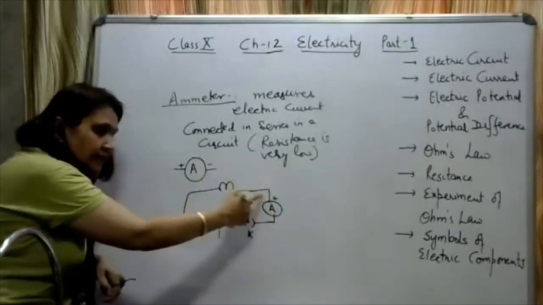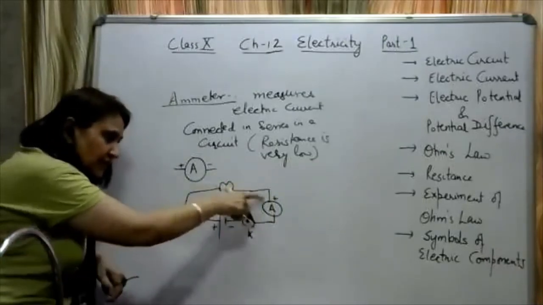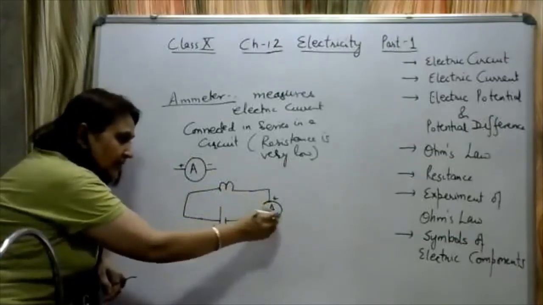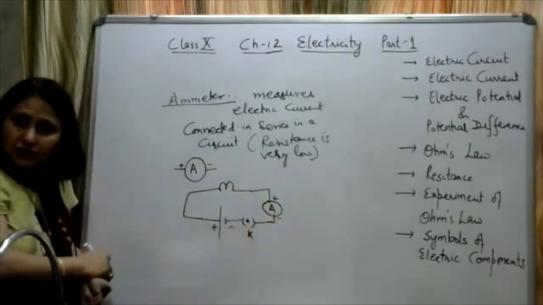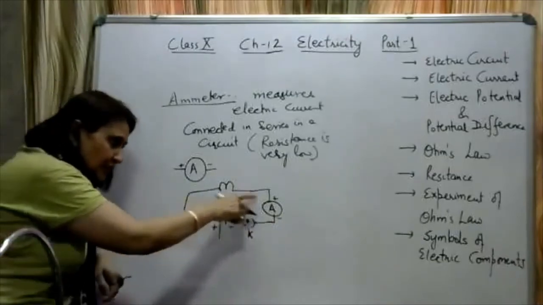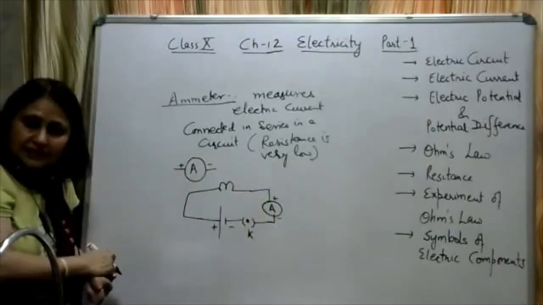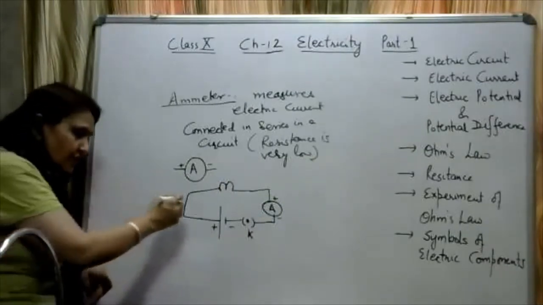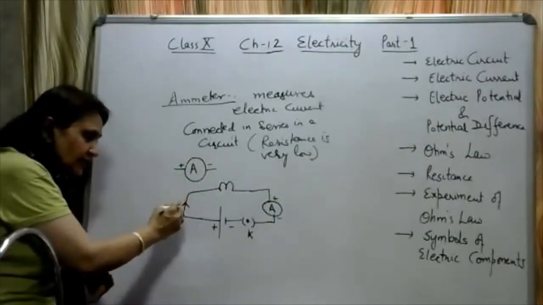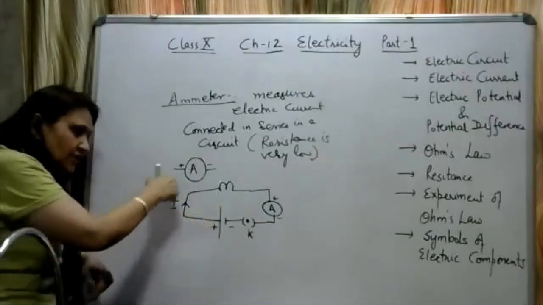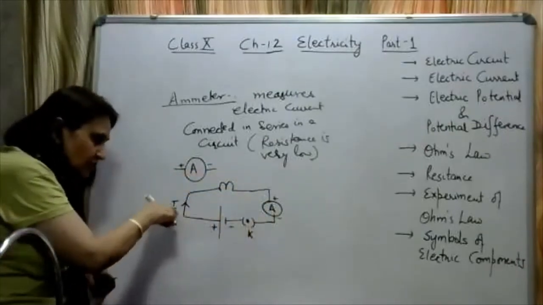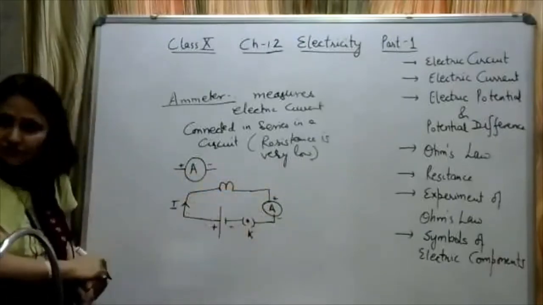Now here we have to mention the positive and the negative terminals of the ammeter. The positive terminal of the cell will be connected to the positive side of the ammeter, and the negative of the cell will be connected to the negative of the ammeter. So here you can see that the ammeter is connected in series. Also, let's draw the conventional direction of current. The conventional direction of current, in the external circuit, is from the positive to the negative terminal. So this is the conventional direction of current.